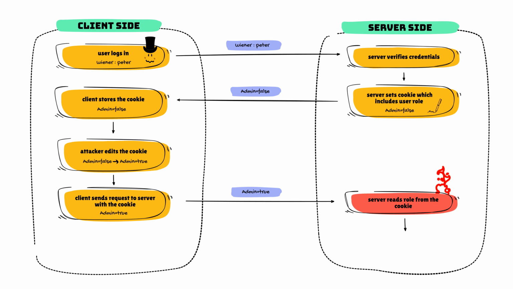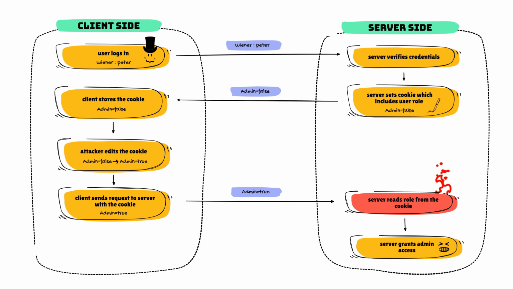Instead, when you log in, the server should store your role, for example, in a server-side session, and check that every single time you try to access a protected resource. That way, it doesn't matter what you send in your request, because the server already knows who you are and what you're allowed to do. And that's exactly the gap we exploited here. The server was blindly trusting the client, and that's all we needed. We got full admin access just by changing one cookie value from false to true.